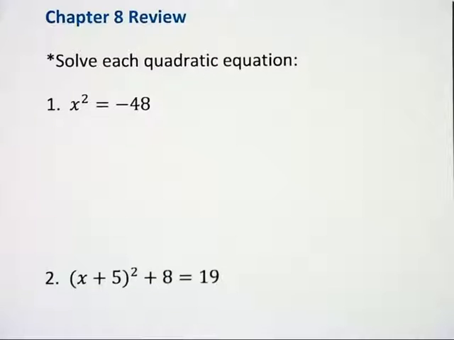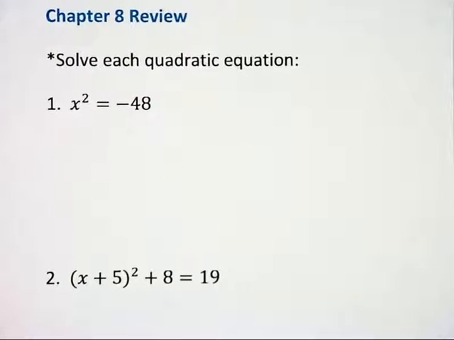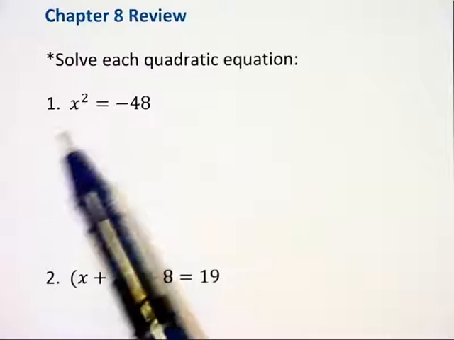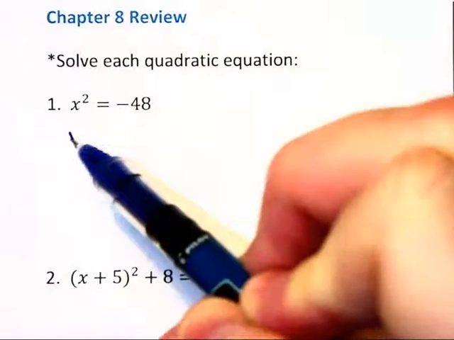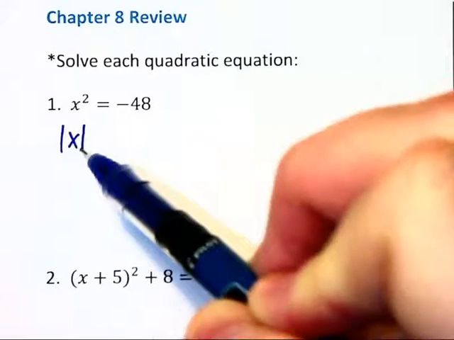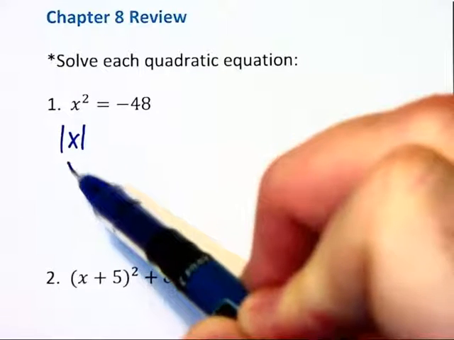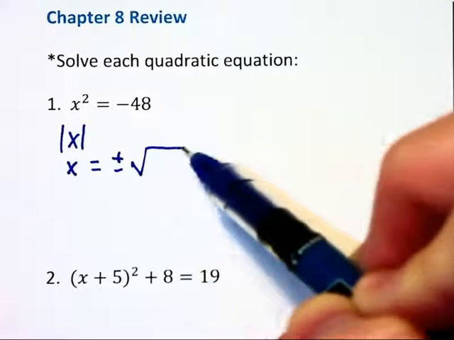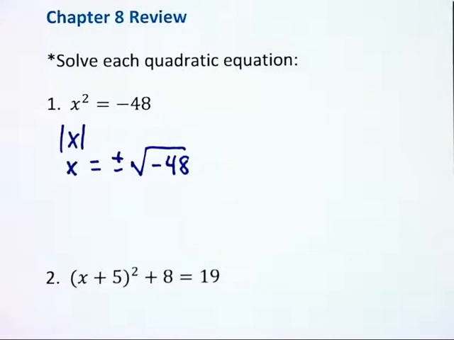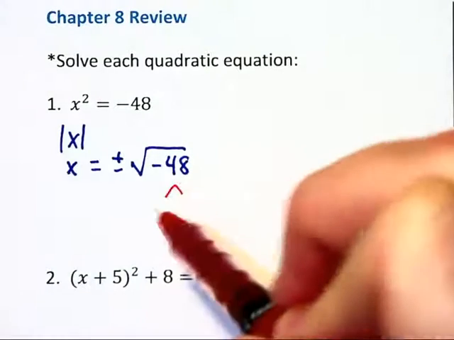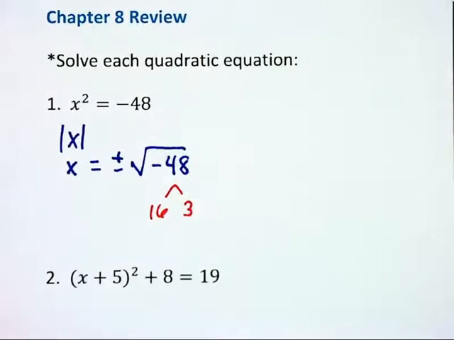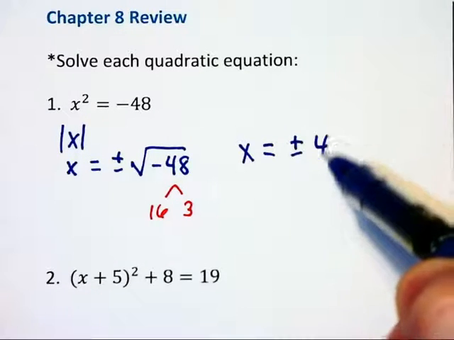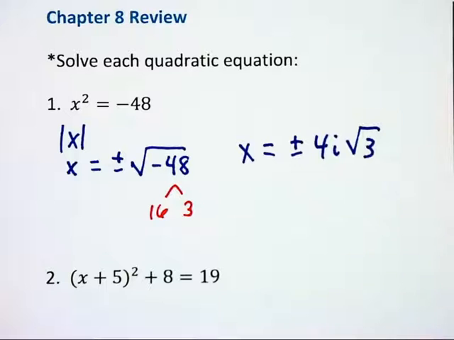Now let's review this chapter dealing with quadratic equations. This first problem has an x squared isolated on the left-hand side, so I'm going to choose to square root each side. Technically, there's an absolute value around this x when I square root that, but when I remove the absolute values, that gives me a plus or minus on the right-hand side with the square root of negative 48. Since 48 breaks down into 16 times 3, I can simplify this as x equals plus or minus 4i root 3 as our solution set.